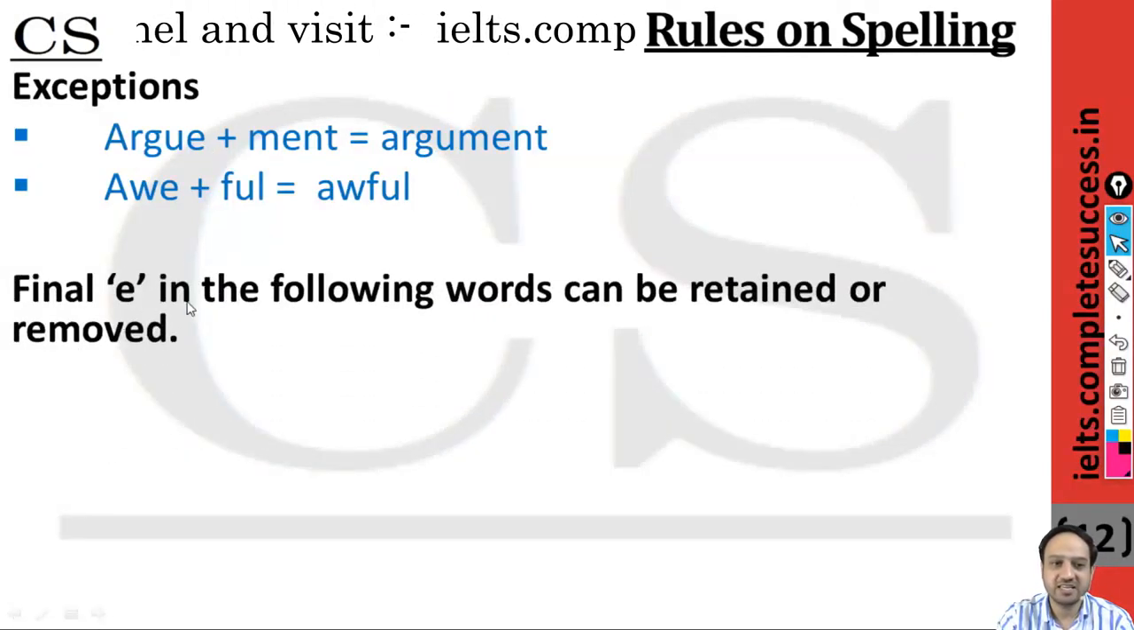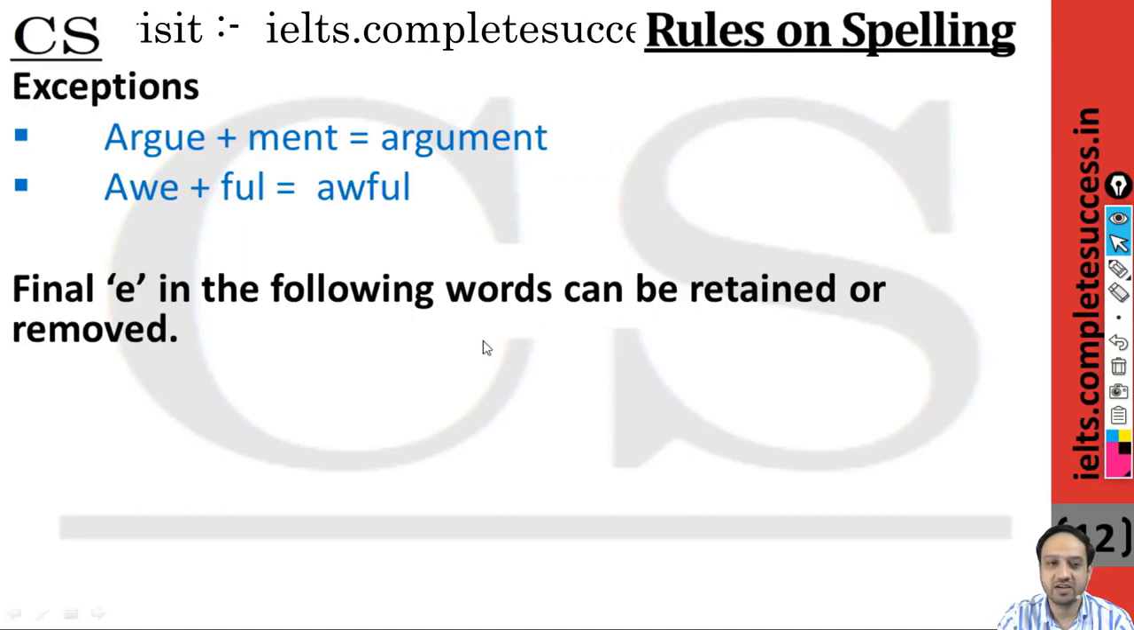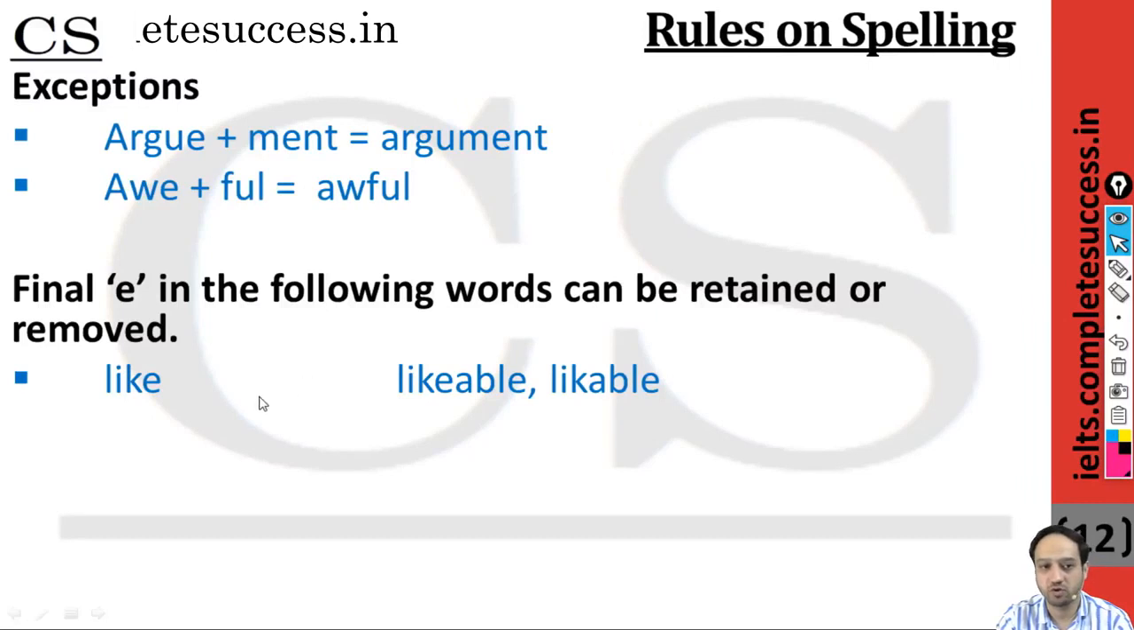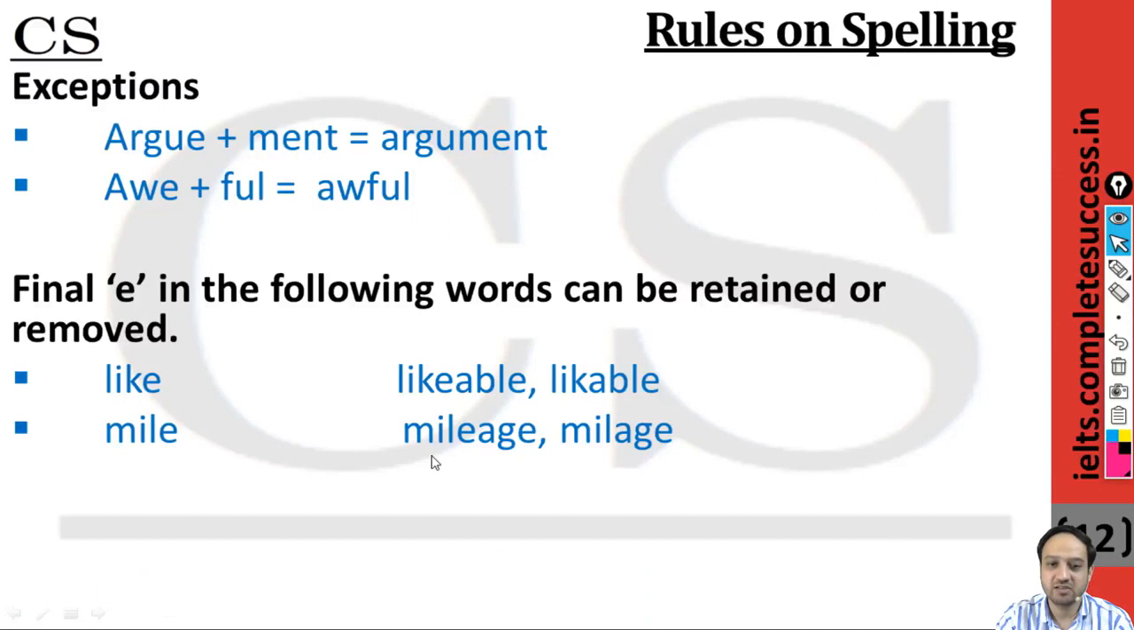Next, the final e in the following words can be retained or removed. That is totally your choice whether you want to retain it or remove it. For example, like: we can say likeable with e or likable without e. Mile: mileage, milage. Again we have the choice whether we want to keep the e or eliminate the e.